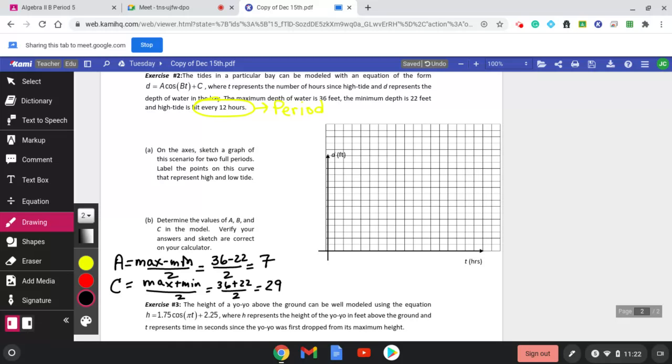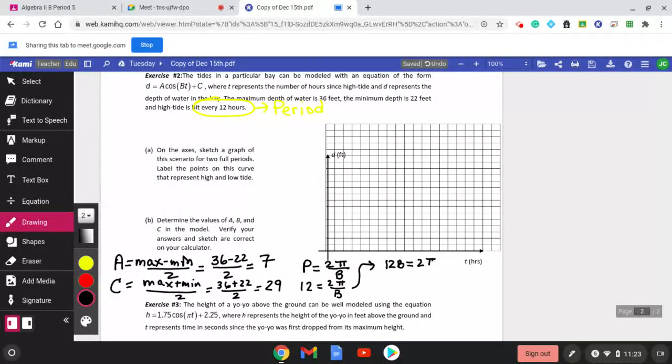Let's go 3. Anna, what formula have I been using to find the B value? The period formula. All right, so here we go, Anna. Period equals 2 pi over B. What was the period here? It would be 12. 12, right? 12 equals 2 pi over B. Go ahead and cross multiply, Anna. What do you end up with here? 12b equals 2 pi.